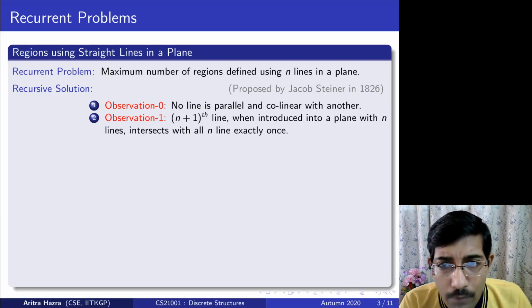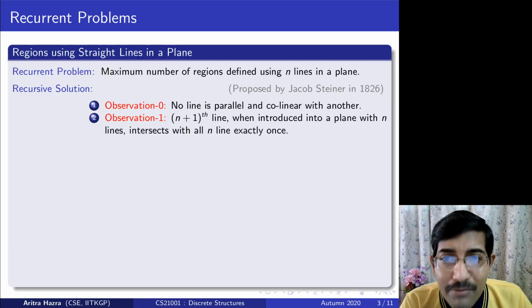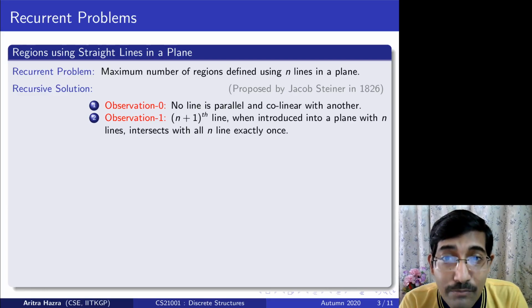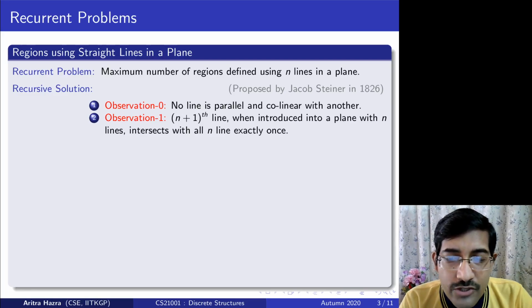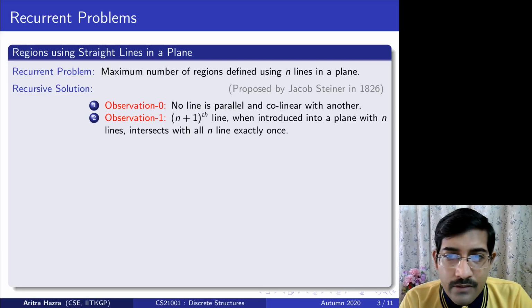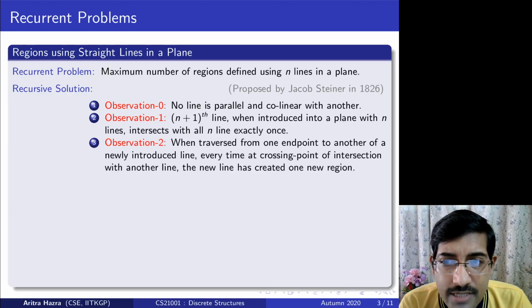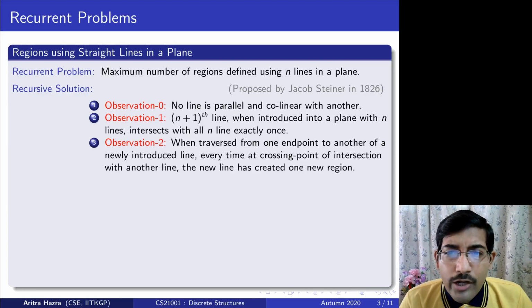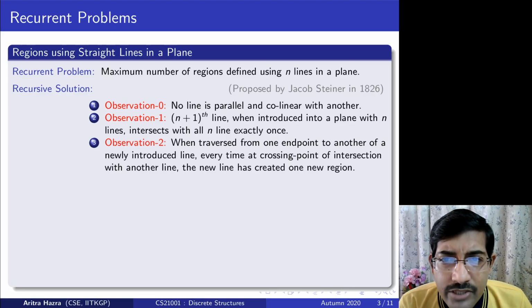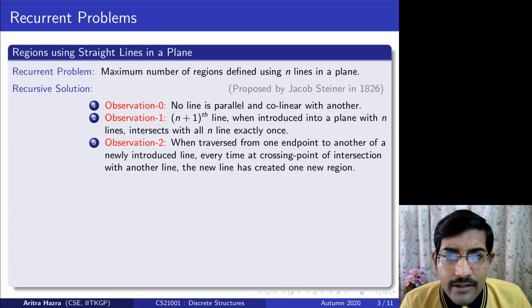If that observation we could somehow frame, then we will say the number of regions for n plus 1 lines is equal to the number of regions for n lines plus the observations that I will get for the n plus 1th line introduction. So, first observation was that it intersects with every line exactly once. The second observation, which is most crucial, is start from one end of this n plus 1th line and proceed to another end. You will see that every time it just intersects a line, just before that, it bifurcates or divides the previous region into two.